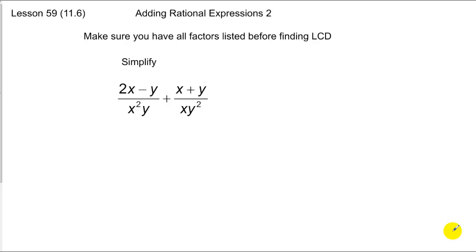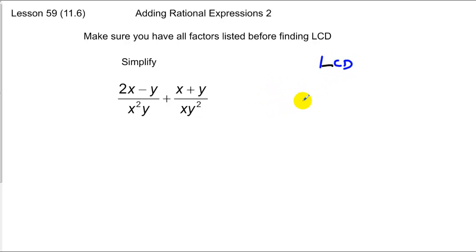So this is part 2 in adding our rational expressions. You'll notice in this case, this looks a lot like what we had yesterday, and it is. It's for a review. So we take again and say we have common denominators that are monomial terms. I need to find an LCD.